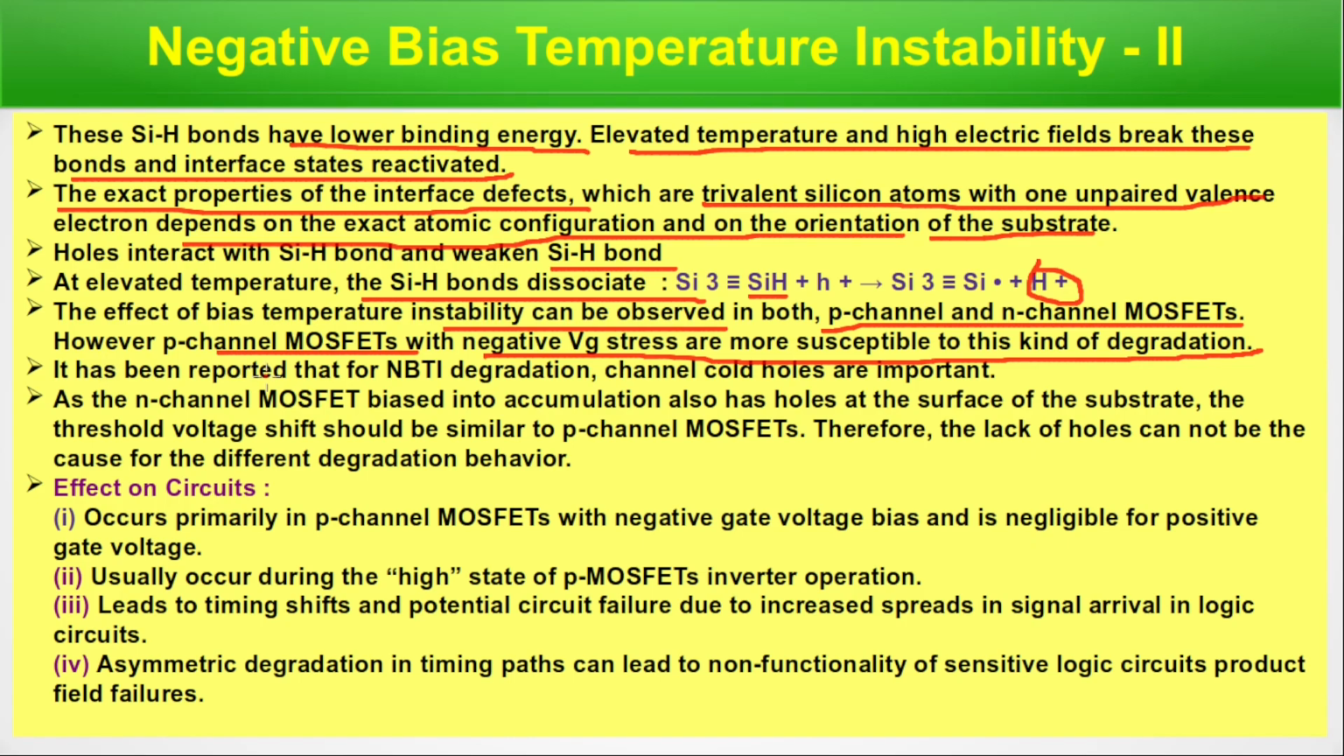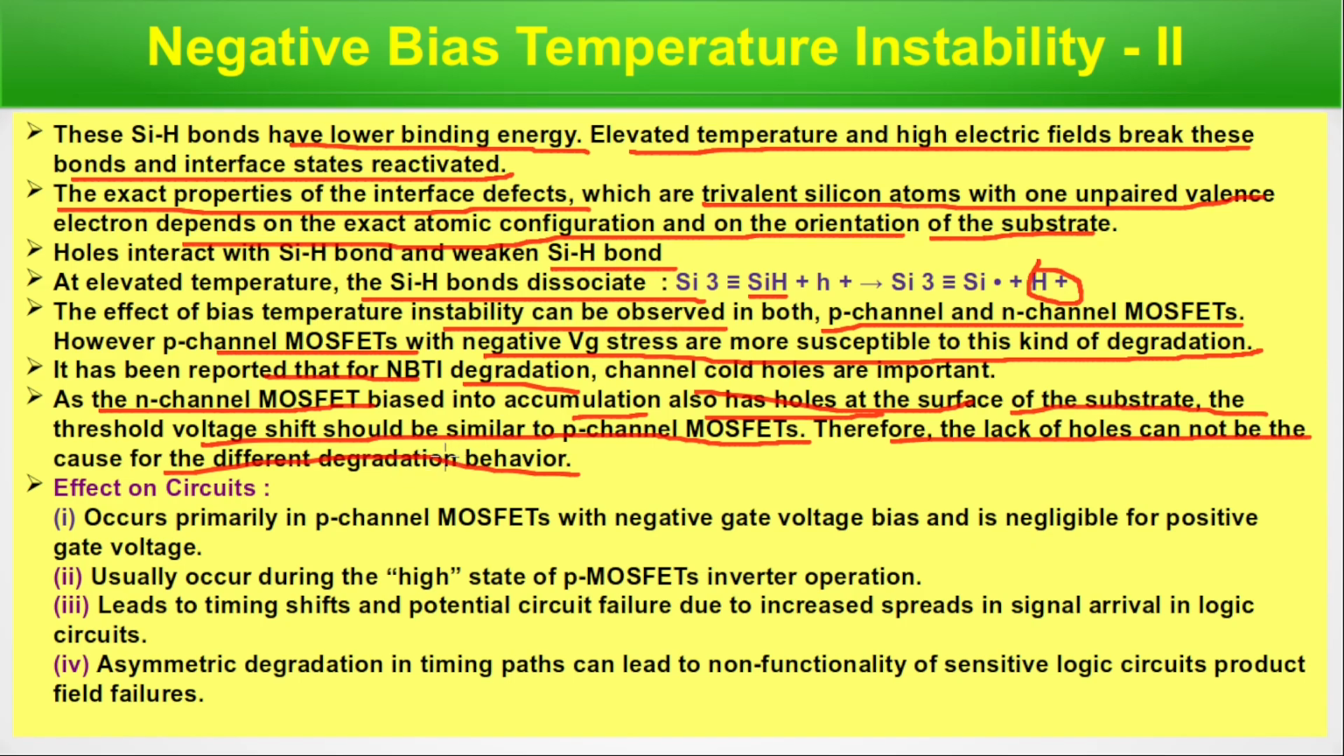It has been reported that for NBTI degradation, channel cold holes are important. As an N-channel MOSFET biased into accumulation also has holes at the surface of the substrate, the threshold voltage shift should be similar to a P-channel MOSFET. Therefore, the lack of holes cannot be the cause for different degradation behavior. The presence of holes is creating this situation here.